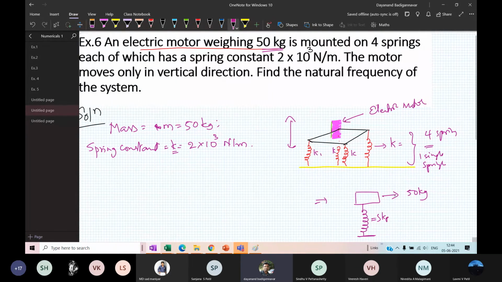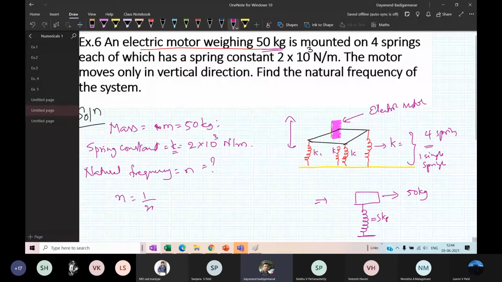The mass is as it is, 50 kg. Using this, you have to find the frequency of oscillation. So the natural frequency of oscillation for the equivalent system, that is N. So N is equal to how much? The formula is N is equal to 1 over 2 pi into root of K divided by M.